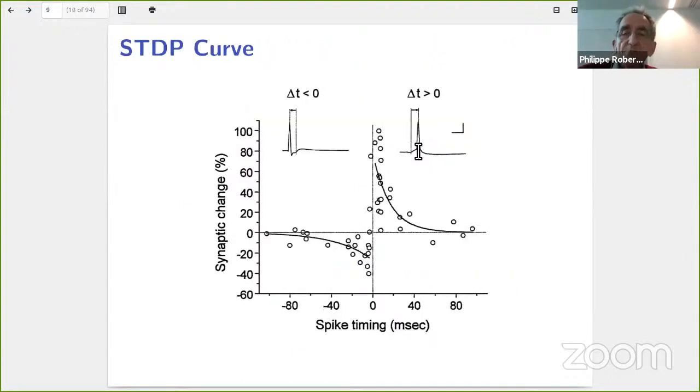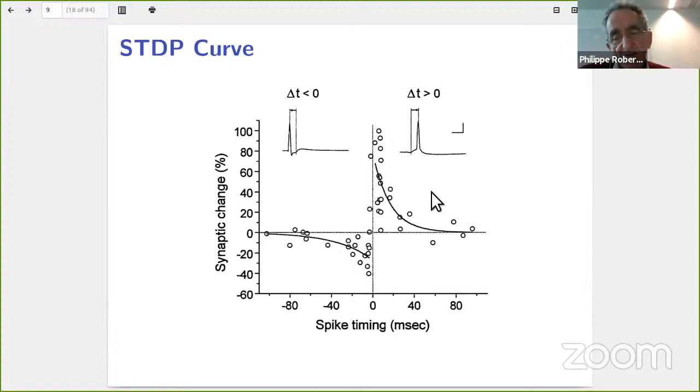Okay, so a typical experiment. This is where, for a mathematician, it's a little weird. Here the delta t means that you have a postsynaptic spike after a presynaptic spike, and you look at the increment of the weight, and you see in this case that the increment is positive. All the small circles are the experiments, and here it is the contrary. You have a postsynaptic spike before the presynaptic spike, and you see all the circles tend to be negative. So the increment is negative.